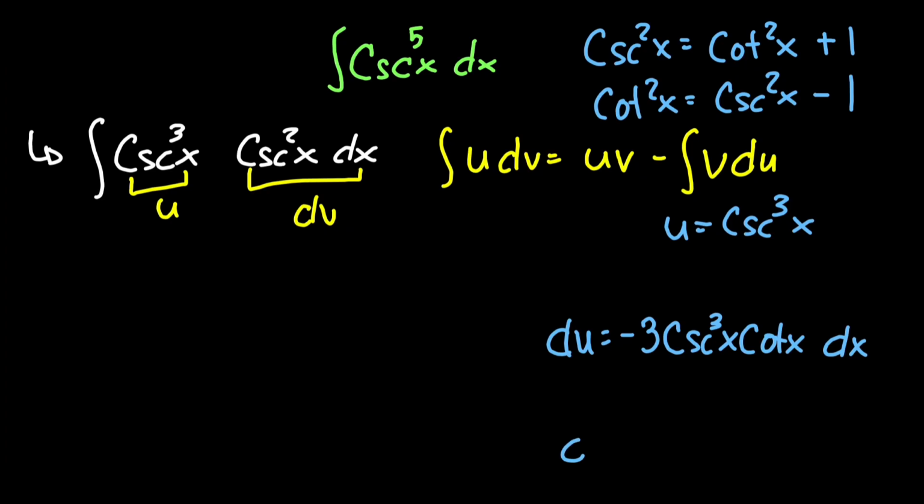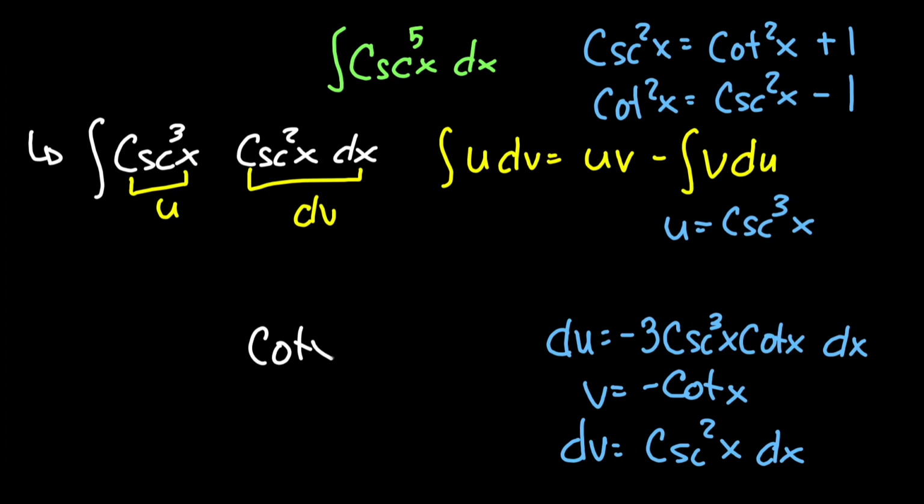And now dv right here would be equal to cosecant squared of x dx. And so v here now would be the integral of cosecant square, which would be equal to negative cotangent of x. In case you forgot, the derivative of cotangent of x would be equal to negative cosecant squared of x. But since what we have here is a positive cosecant squared, our integral right here would be equal to negative cotangent.